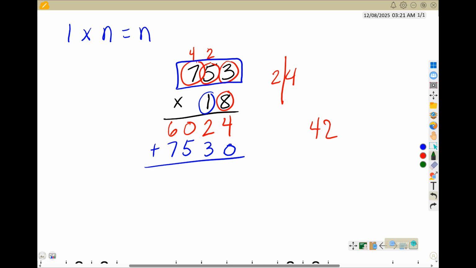4 plus 0 is 4. 3 plus 2 is 5. 5 plus 0, 5. 7 plus 6, 13. 13,554.